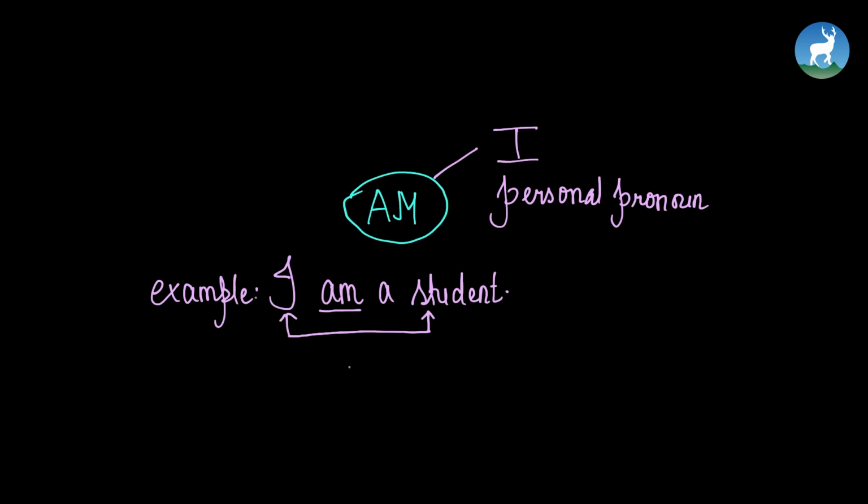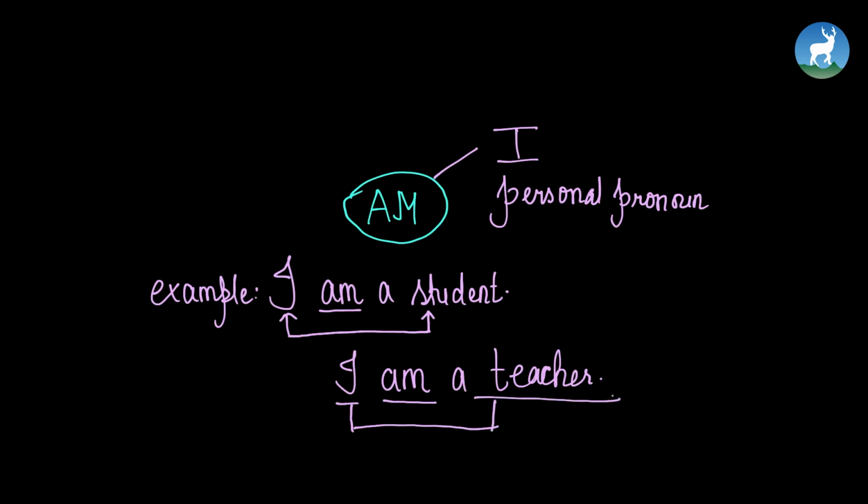Okay, let's take another example. As I have taken an example of a student, let me also write I am a teacher. Here I am explaining about myself. Am is describing what I am, right? So, I am a teacher. Am is used to describe the personal pronoun I.